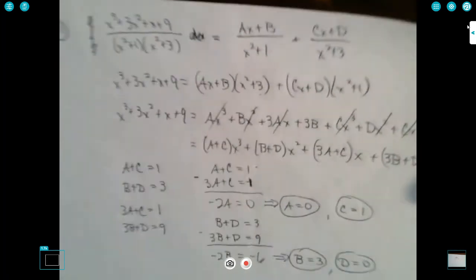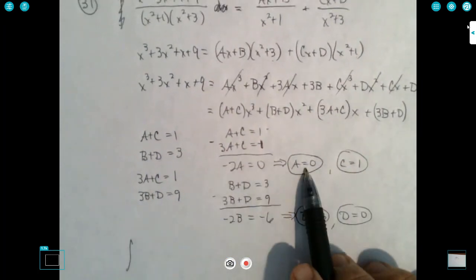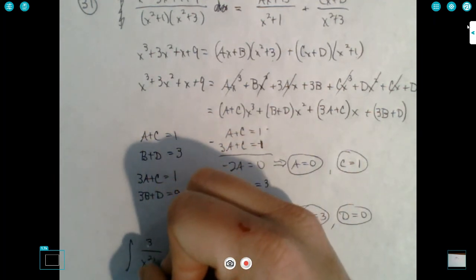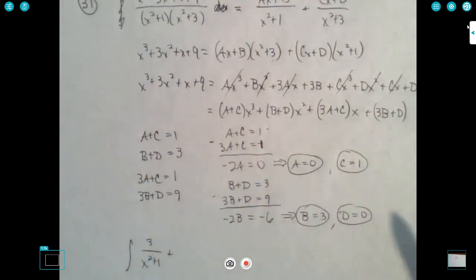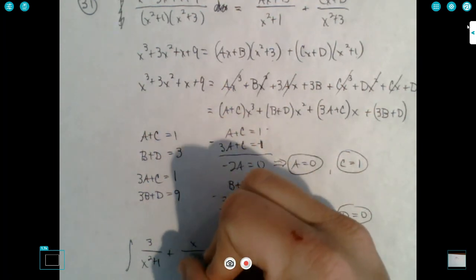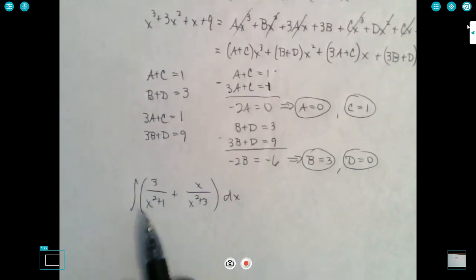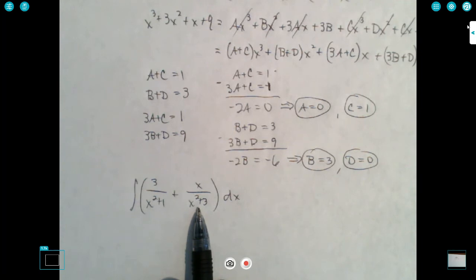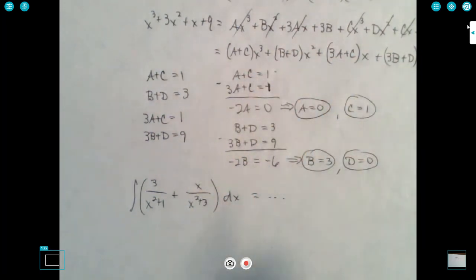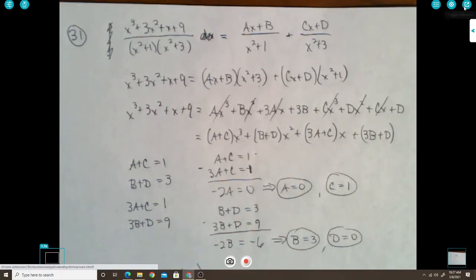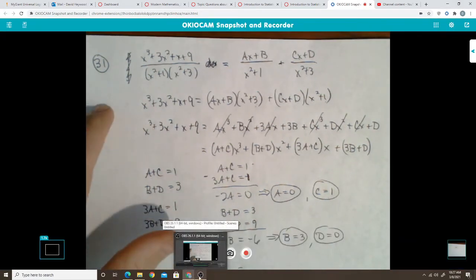Okay. Putting it all together then, I think we can go ahead and jump to the integral now. We're going to have ax plus b over x squared plus 1 plus cx plus d over x squared plus 3, and that's a piece of cake. This is a tangent inverse. This is a natural log. So the rest is history. The partial fractions are definitely the hard part here. Anyway, so that's that.